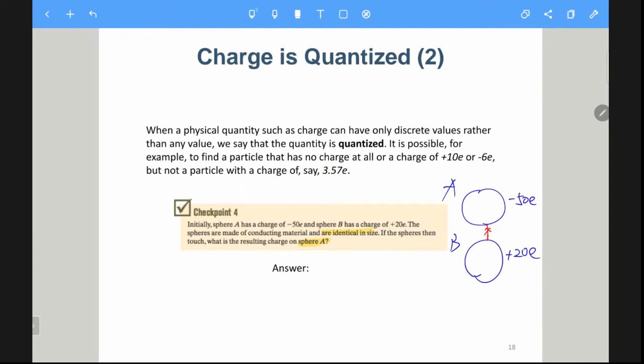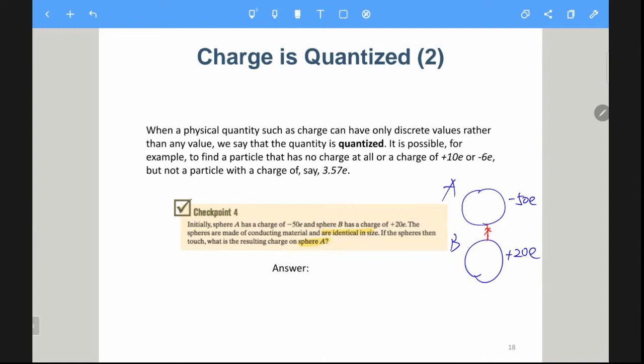Then, of course, there will be some charge going either from sphere A to sphere B, or vice versa. And as long as the condition is they are identical in size, after they touch, they will have the same amount of charge on them, or the same charge density over the surface.